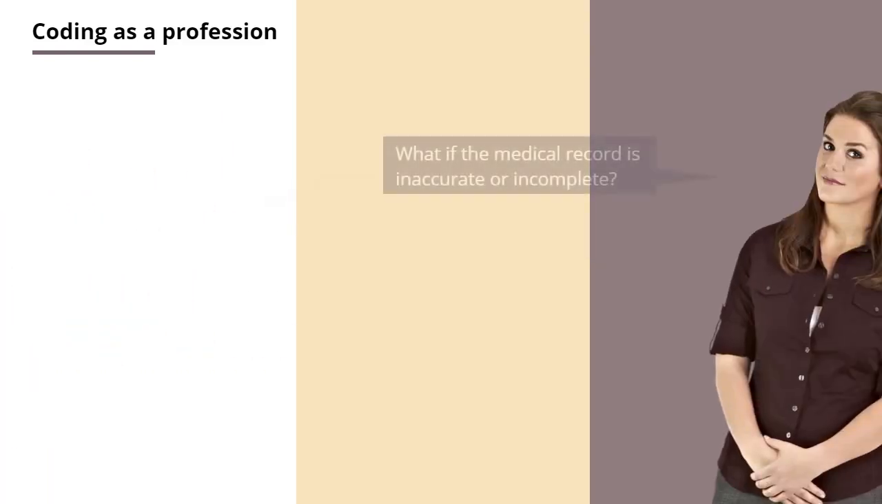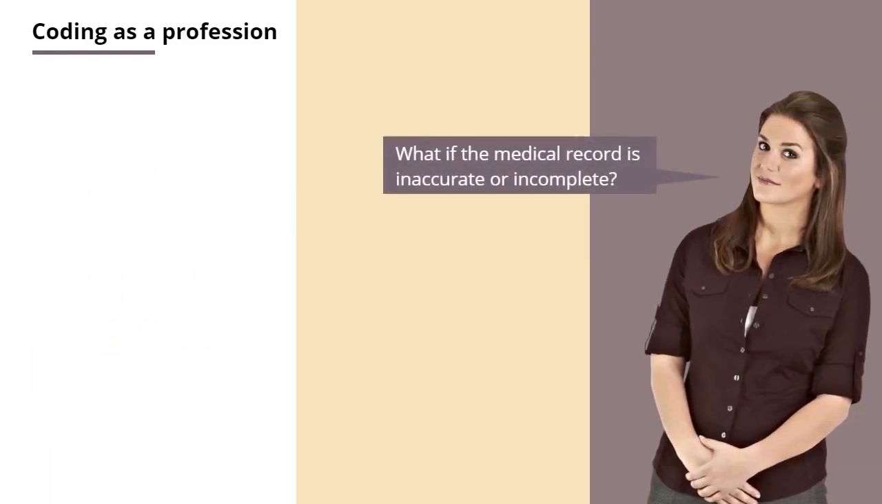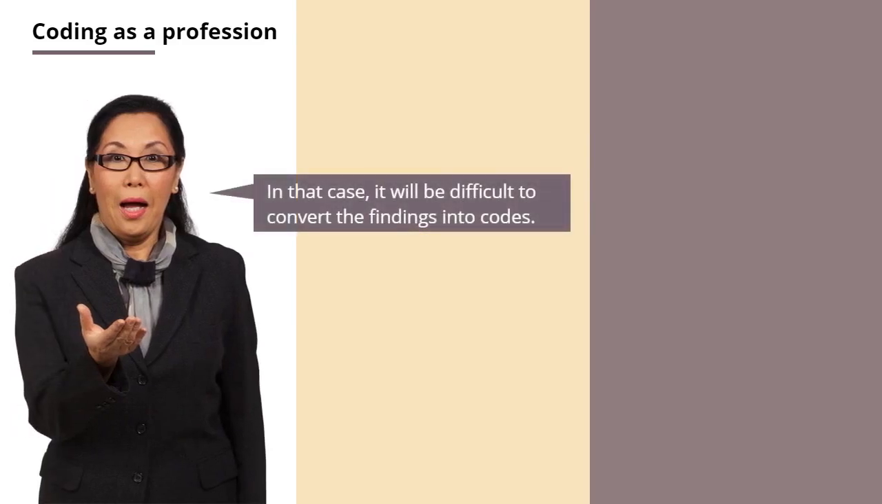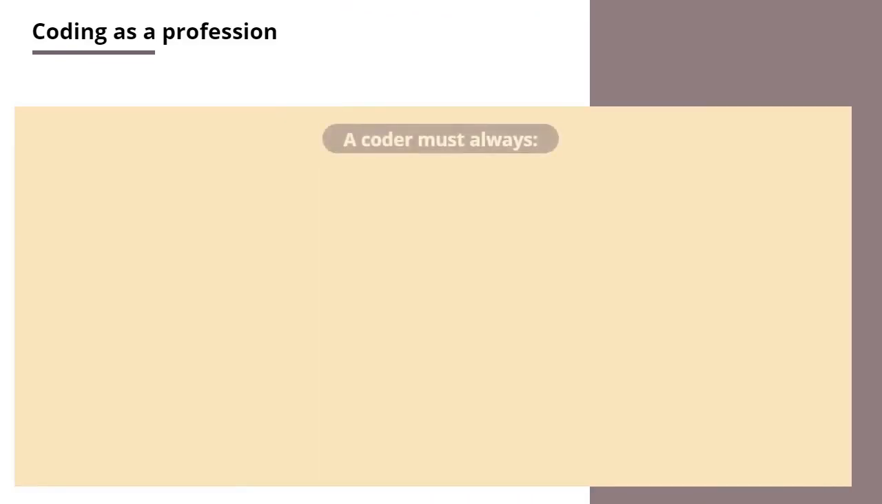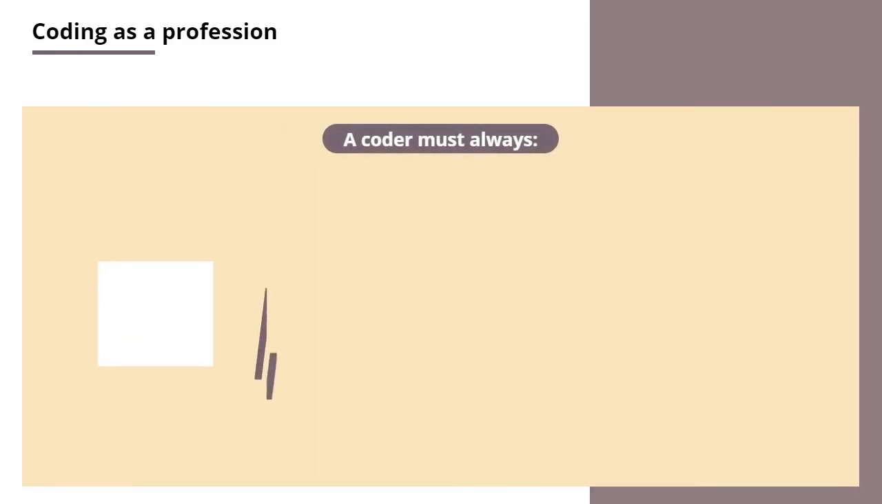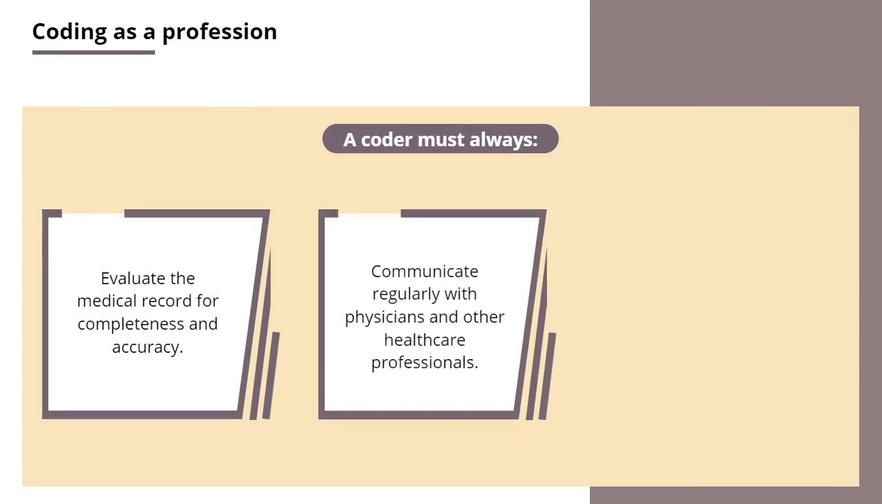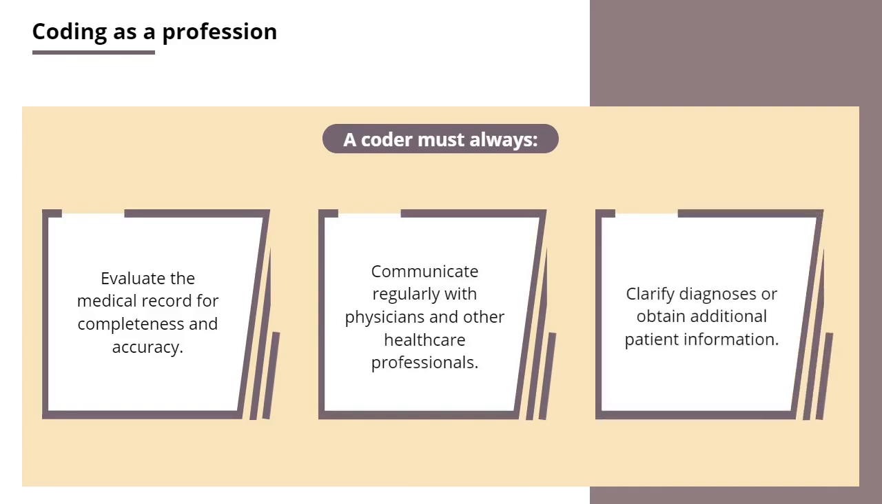What if the medical record is inaccurate or incomplete? In that case, it will be difficult to convert the findings into codes. Therefore, a coder must always make it a practice to evaluate the medical record for completeness and accuracy, and communicate regularly with physicians and other healthcare professionals to clarify diagnoses or to obtain additional patient information.